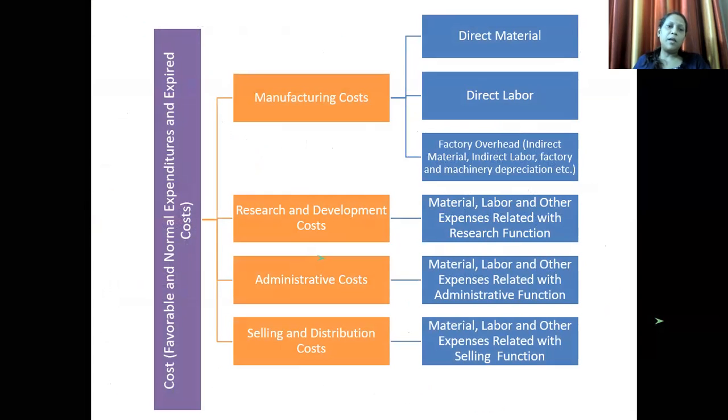Cost, that is favorable and normal expenditure and expired cost. So one is manufacturing cost, another one is research and development cost, third one is administrative cost, and fourth one is selling and distribution cost, that already is mentioned. So manufacturing cost can be classified in further three categories, that is direct material, direct labor, and factory overhead. Factory overhead is nothing but the indirect material, indirect labor, factory and machinery depreciation, because depreciation is there and the maintenance is there.